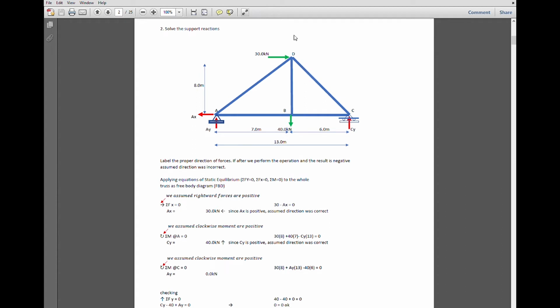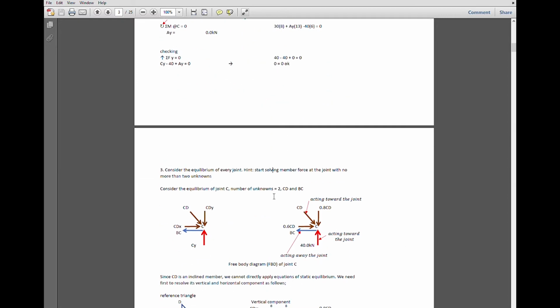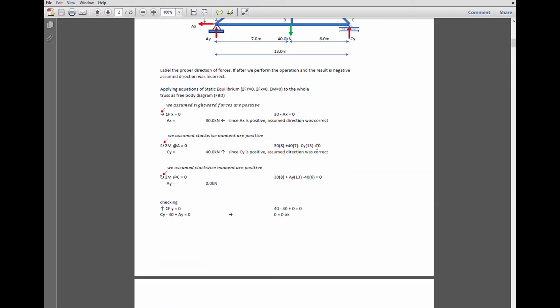So, pag dito tayo nagsimula sa joint kung saan 3 ang members na nakakonect, ang mangyayari guys is 3 magiging unknown natin. Samantalang mayroon lang tayong 2 equations of static equilibrium na pwedeng i-apply. Kaya, ang mangyayari, mas marami yung unknown natin kaysa dun sa available equation. So, hindi tayo makakasolve. Kaya, may hint doon na nakalagay. Ito yung dahilan kung bakit may hint dito. Nakalagay na start solving member force of the joint with no more than 2 unknowns.